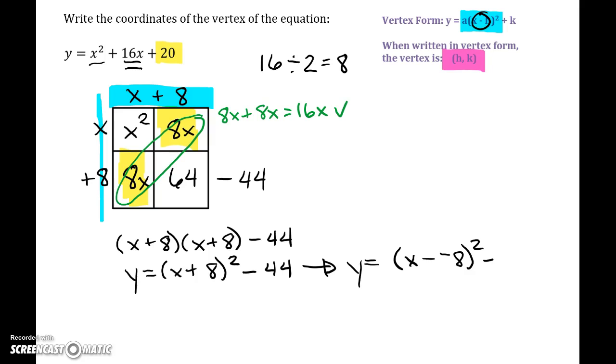So then we subtract the 44 that we had up here by the area model to make it equal to 20. And now we can see our vertex form and then identify the vertex. The vertex for this equation then would be (-8, -44). So when we write it as an ordered pair, we get (-8, -44). And that's how you find the vertex when you're given an equation in standard form.